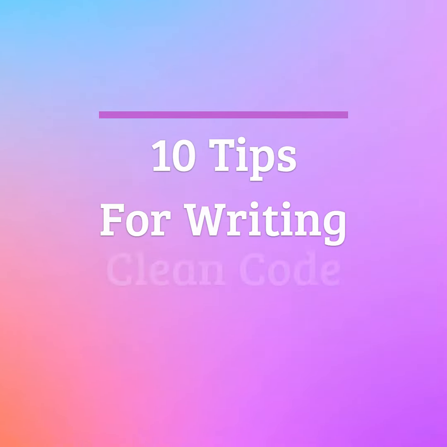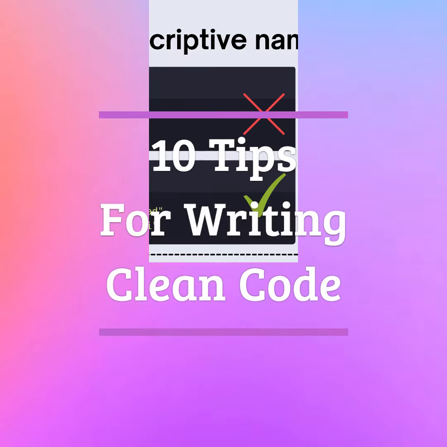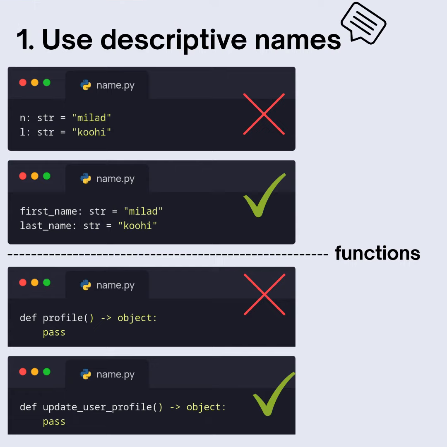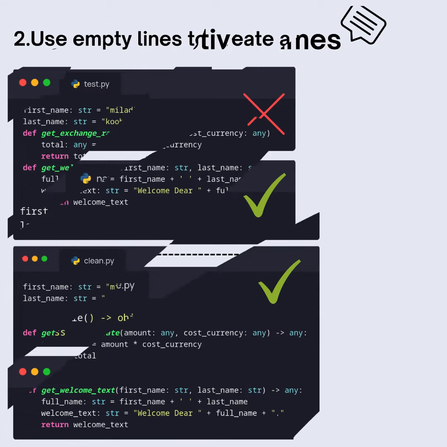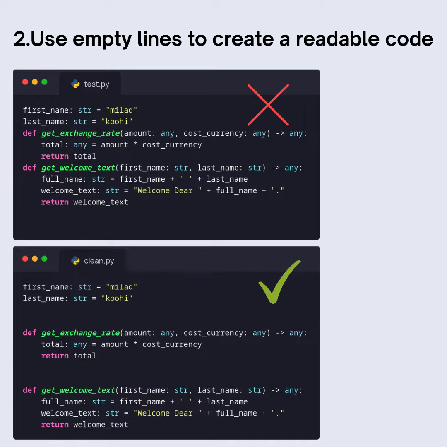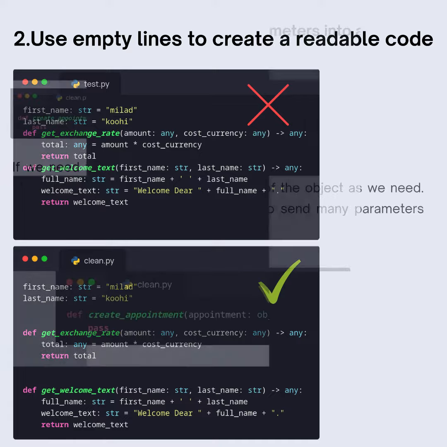10 tips for writing clean code for seniority. Number 1. Use descriptive names, here is the example. Number 2. Use empty lines to create a readable code, this is the example.